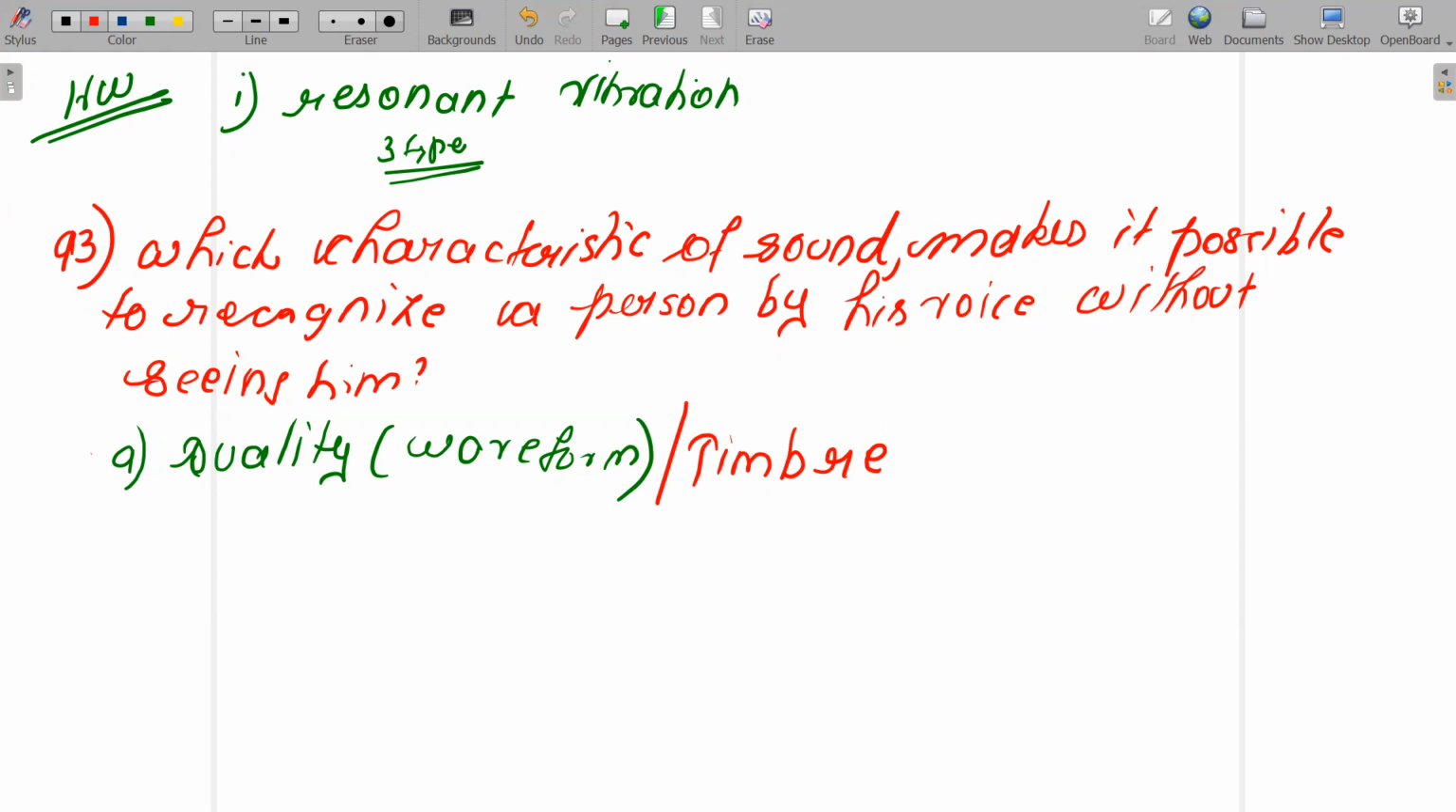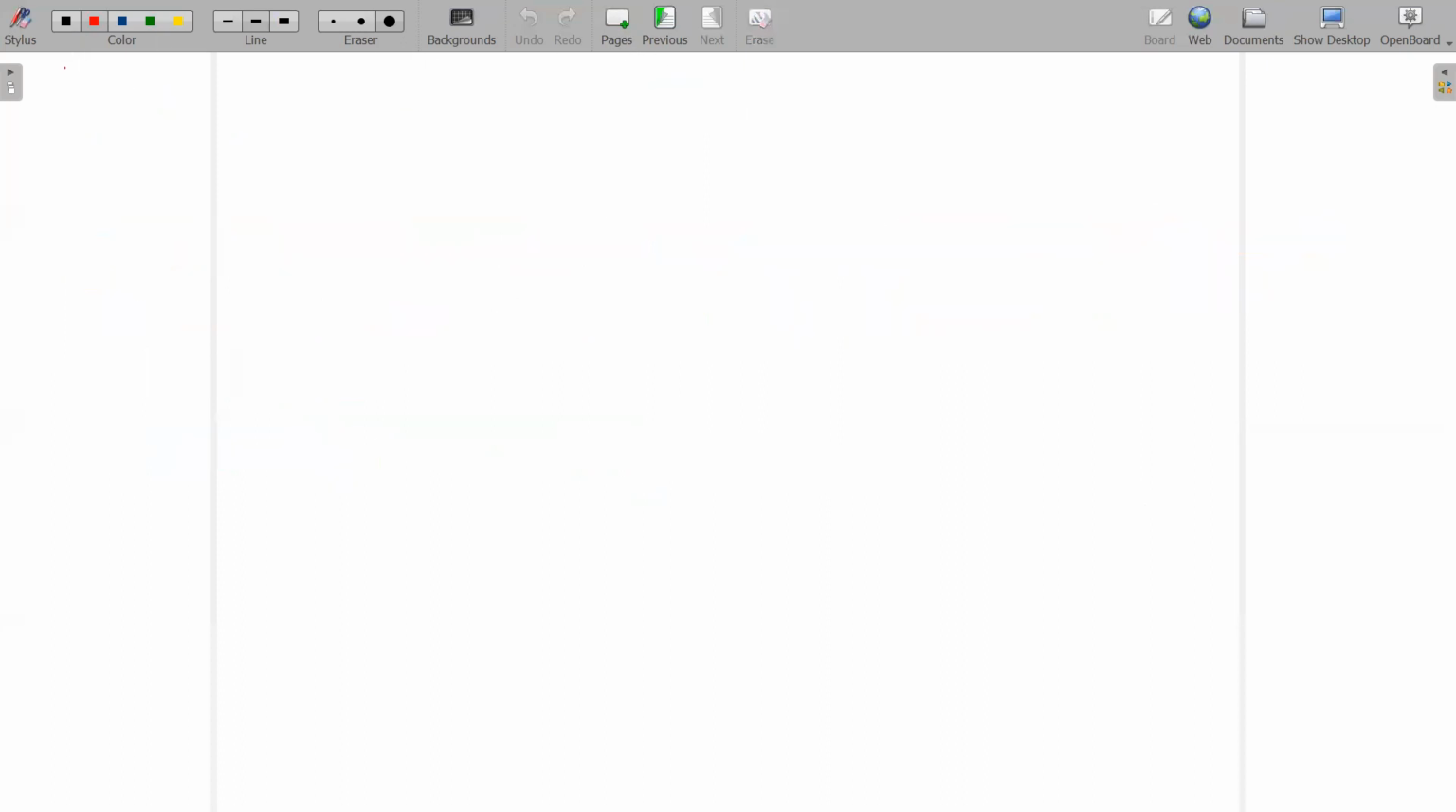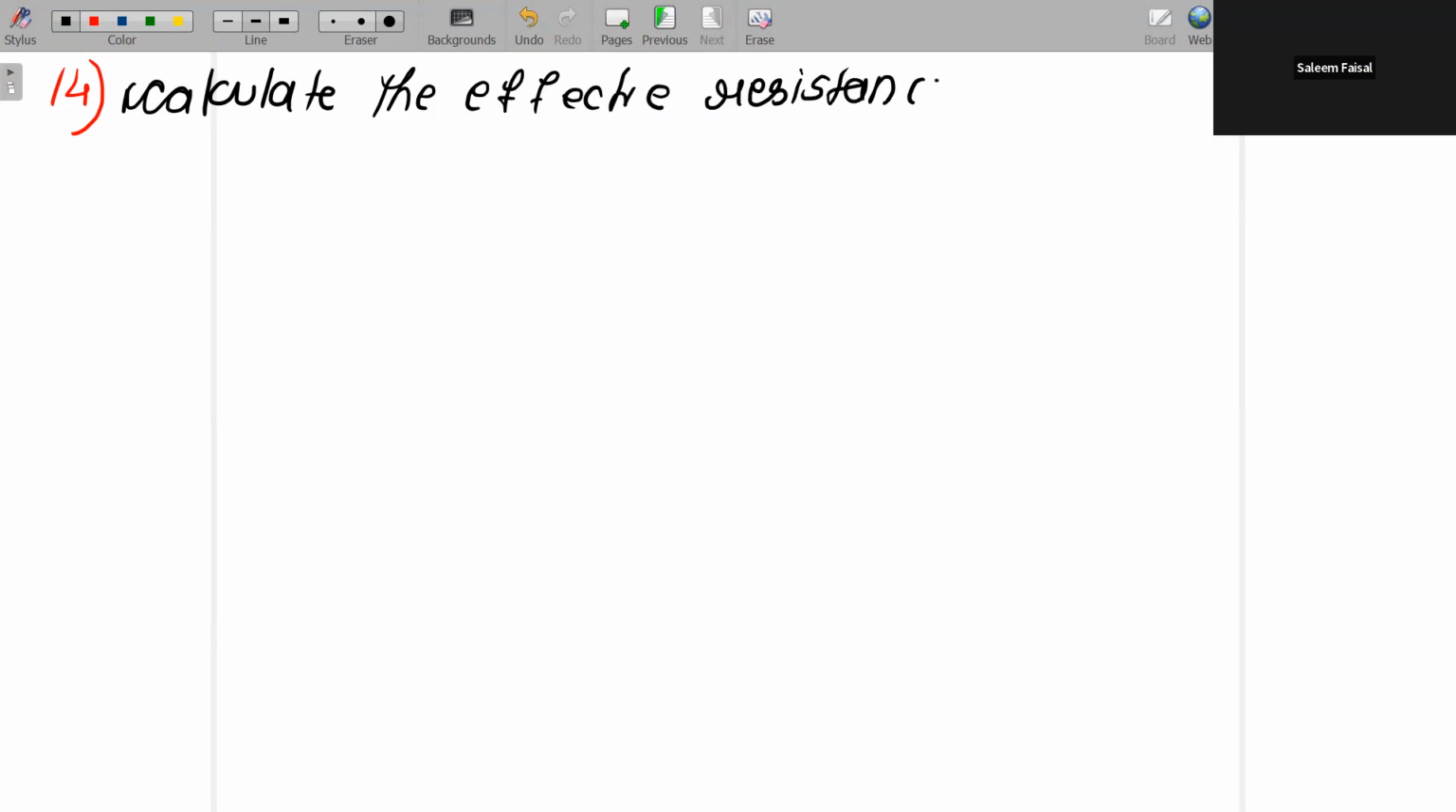Next one. What is the question number? 14, right? Question number 14. Calculate the effective resistance. Calculate the effective resistance AB.